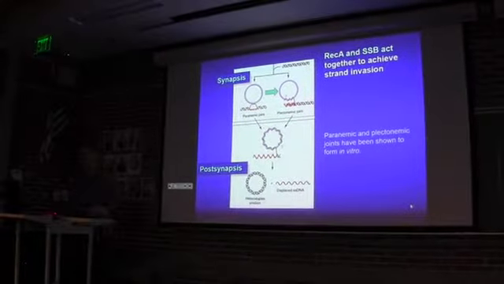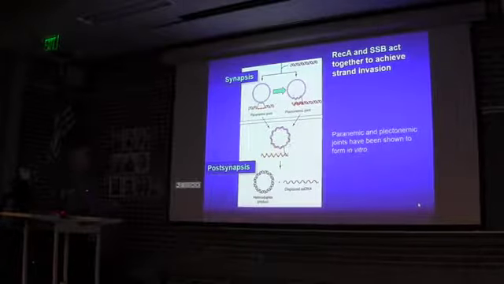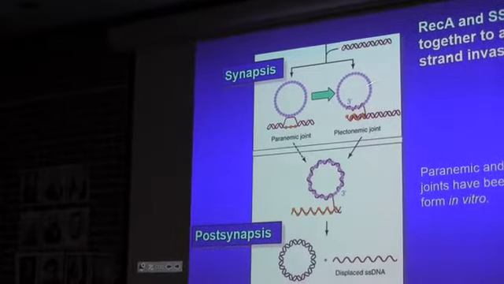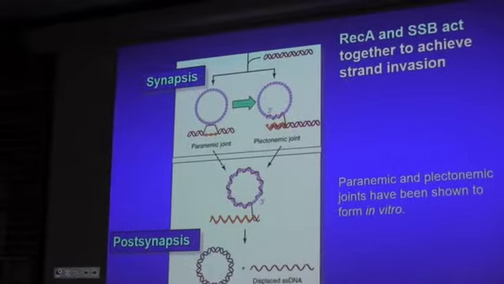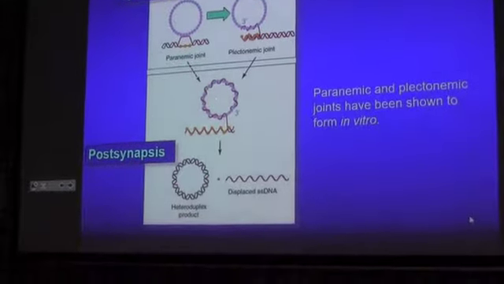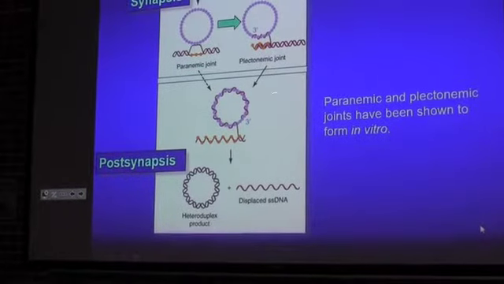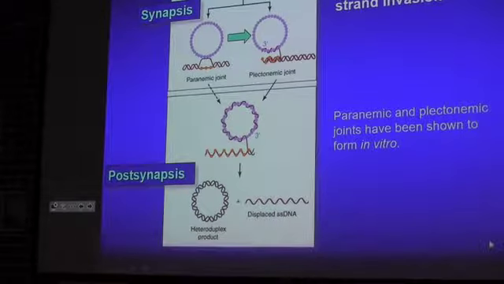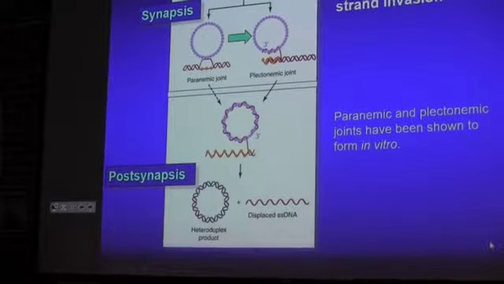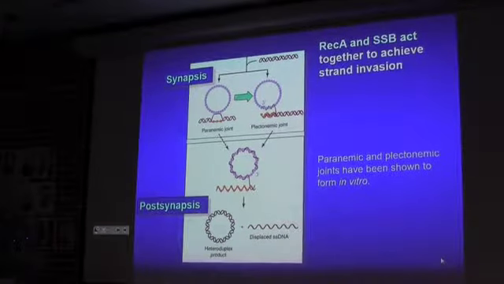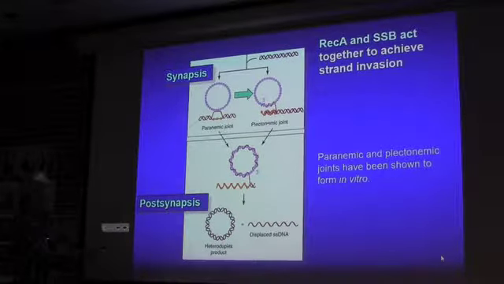Next stage is synapsis, so pre-synapsis, then synapsis, and as you might expect, that's where you get the actual intertwining here. They act together, achieve strand invasion, and you have paranemic and plectonemic joints. They've been shown to form in vitro. A paranemic joint is where they're just pals. They just lie side by side.